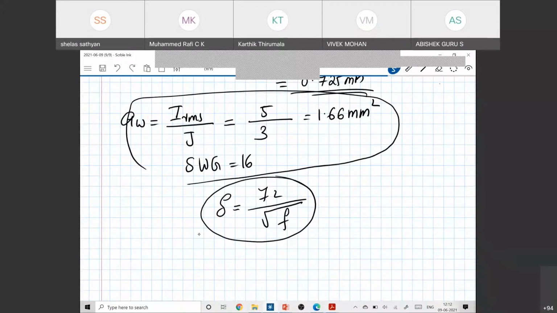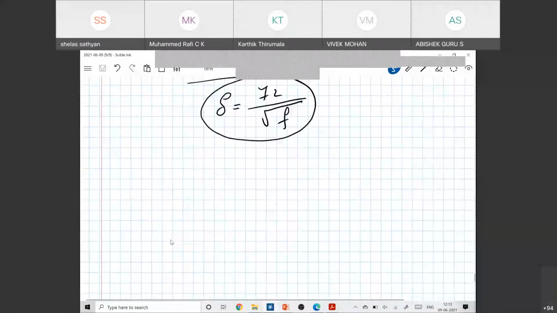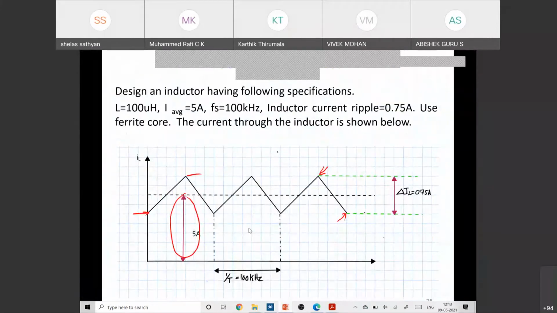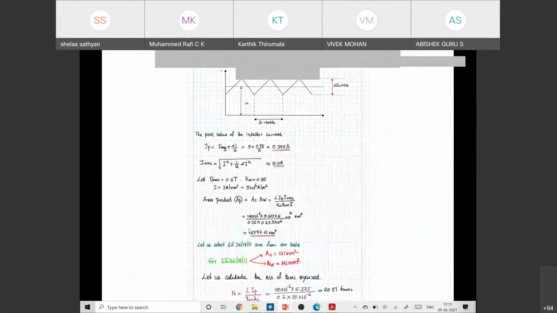And there is also another non-linearity, in the sense that another loss will come as a proximity effect, which we also need to reduce. Those things can be reduced by sandwich winding, interleaved winding, etc. At present it is only a starting stage, so we are not discussing improving the efficiency of inductor making. We are only seeing the preliminary steps to make the inductor. So now we select the core, the number of turns, and the conductor size.